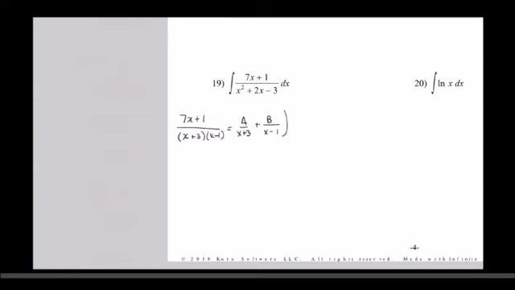And then if we multiply that expression by the lowest common denominator, it multiplies each of those. When it multiplies over here, the denominator is going to cancel with the LCD, leaving the numerator 7x plus 1. When it multiplies the a partial fraction, the x plus 3's cancel, leaving a to multiply with the x minus 1. And when it multiplies the b partial fraction, the x minus 1's would cancel, leaving b to multiply the x plus 3.